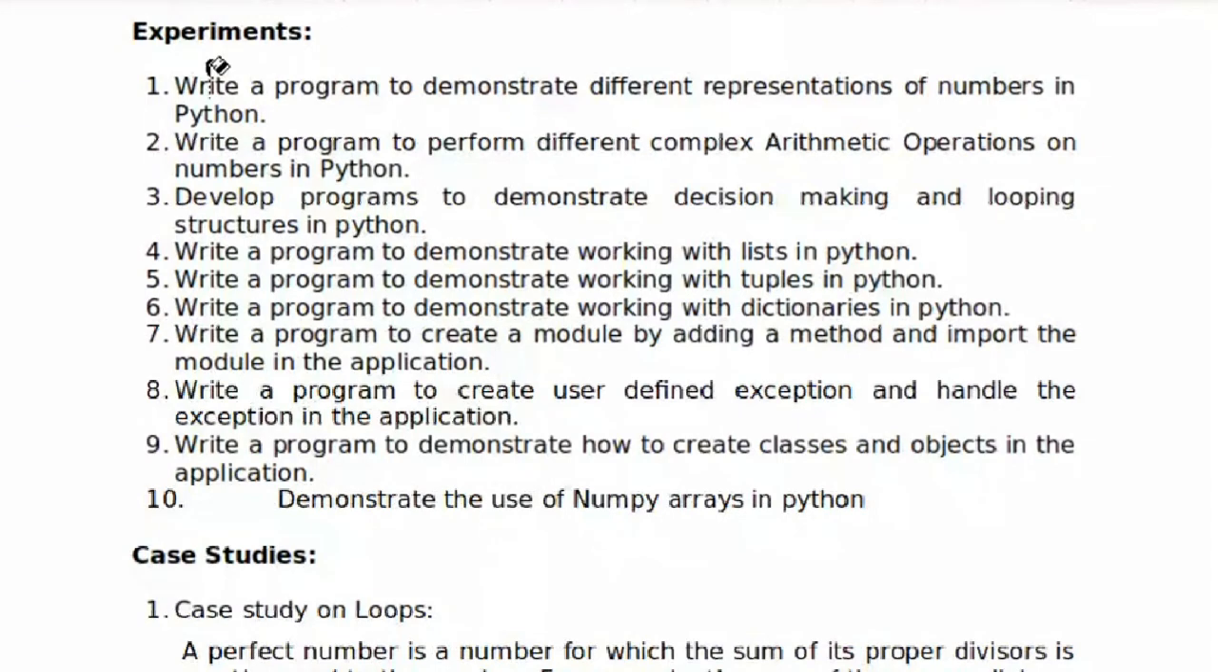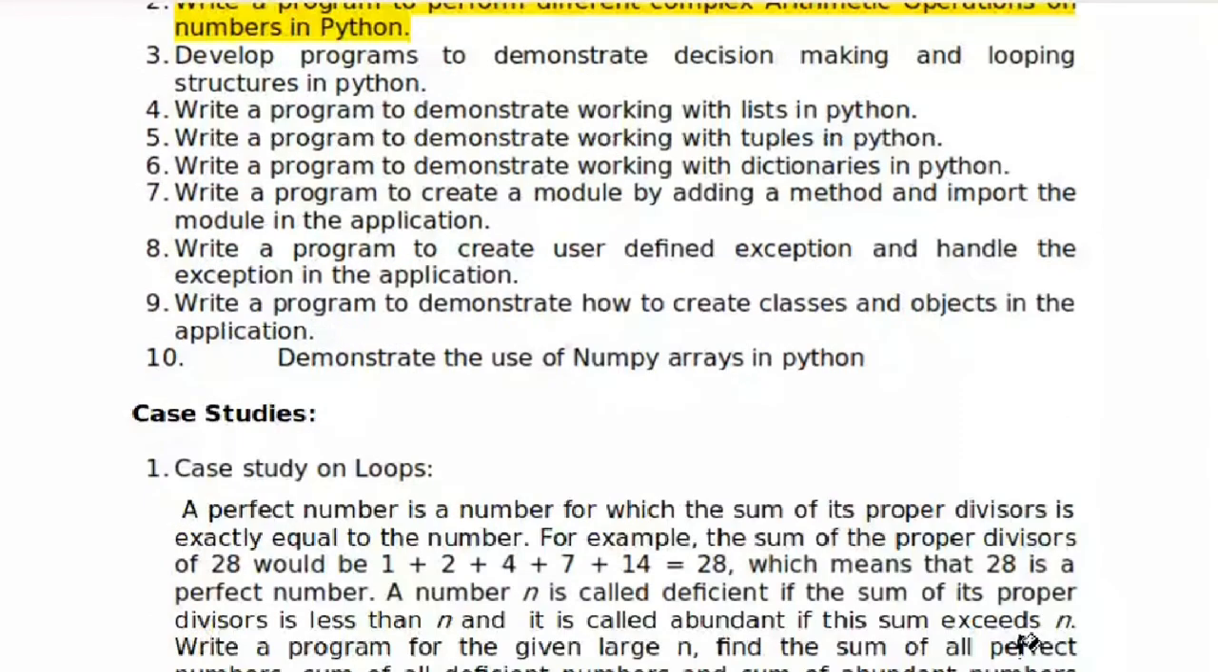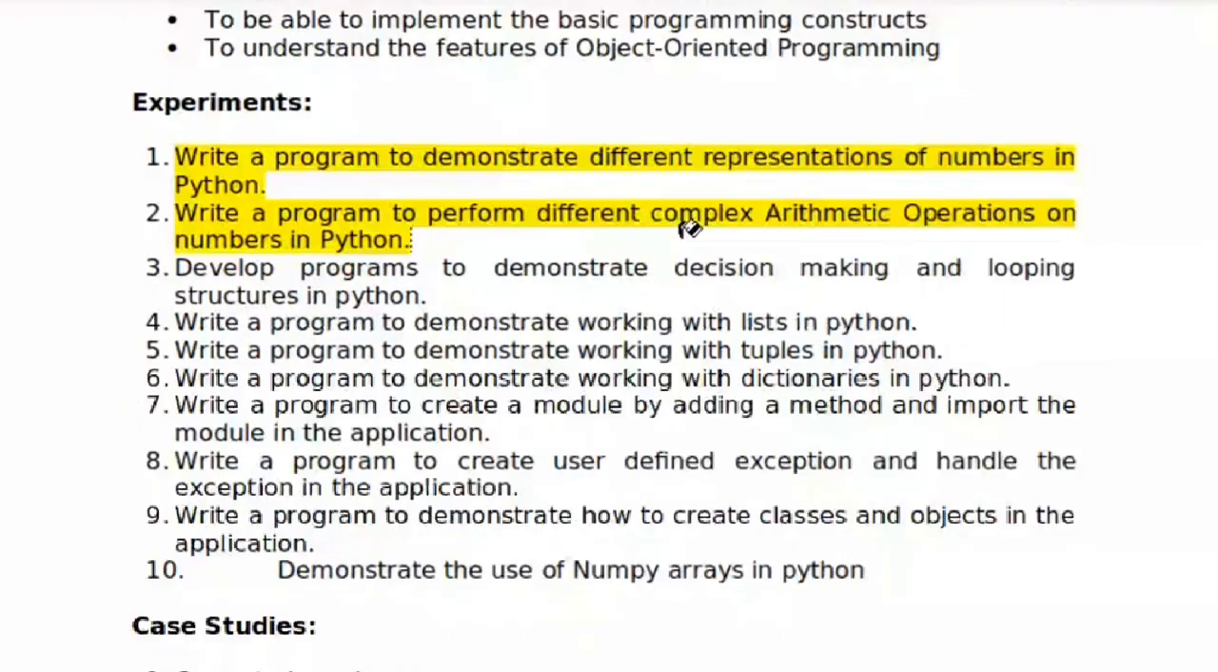Okay, so what did we see so far? We have seen this first experiment, demonstrating different representations of numbers in Python, is over. And we also saw this part yesterday, wherein we performed operations on numbers, and also performed the arithmetic operations on the complex numbers.